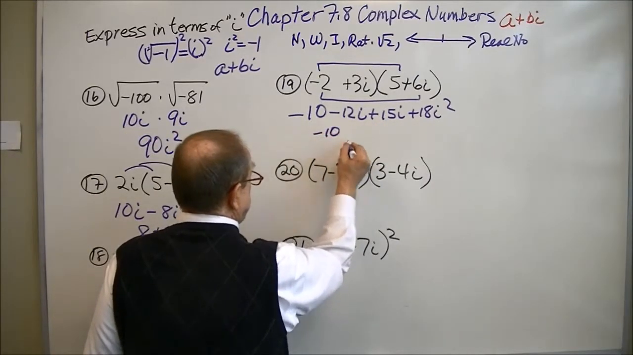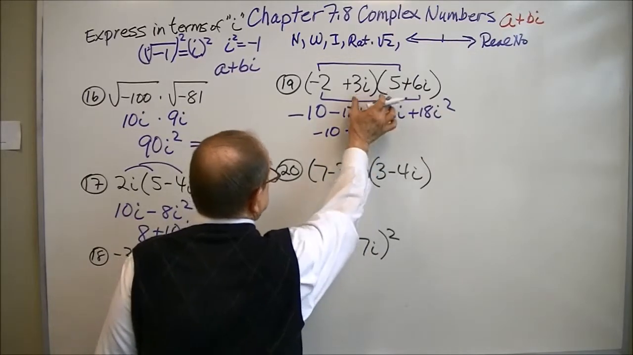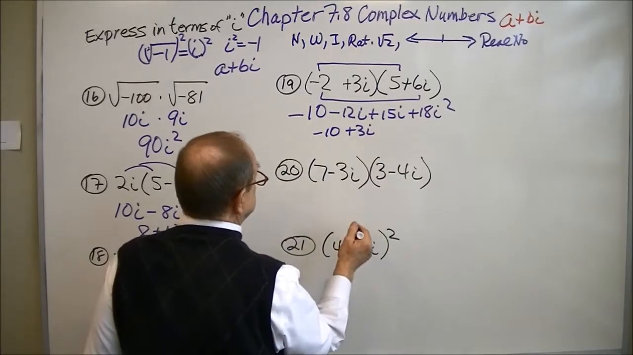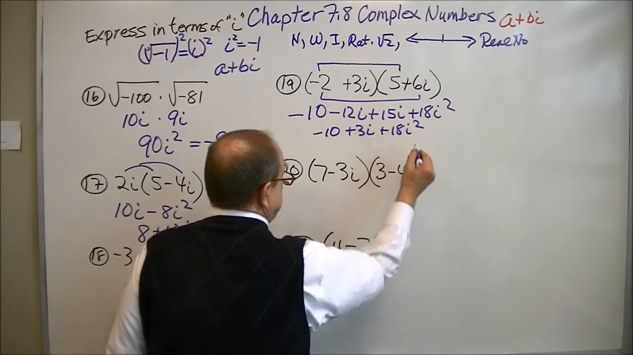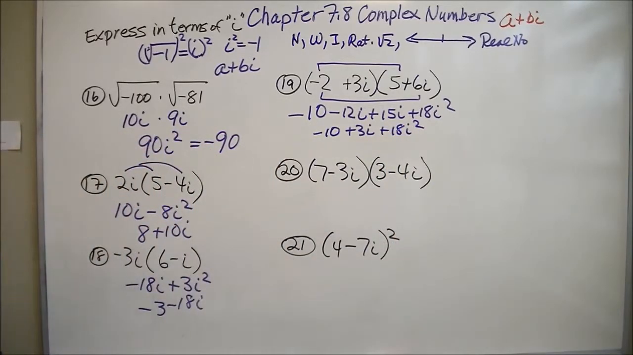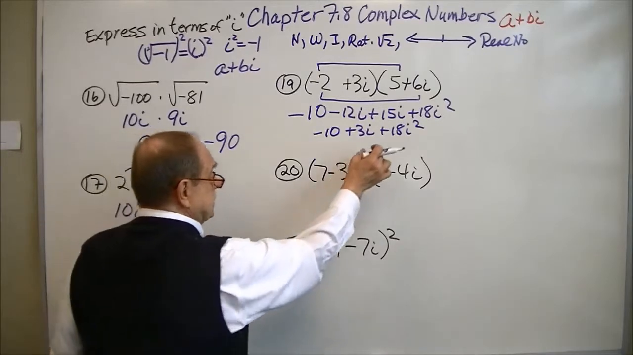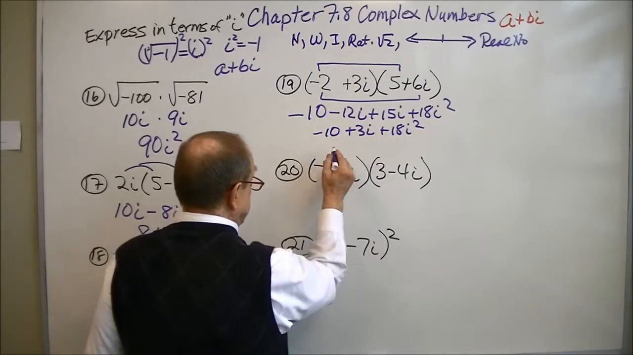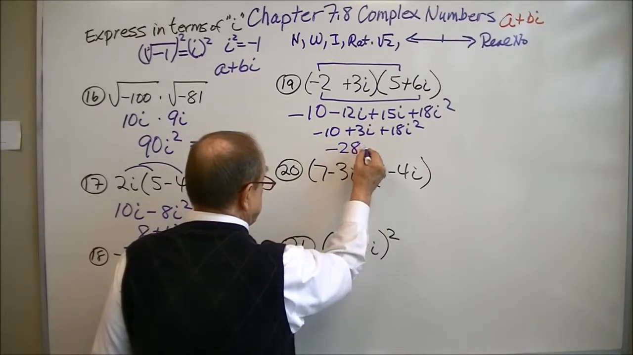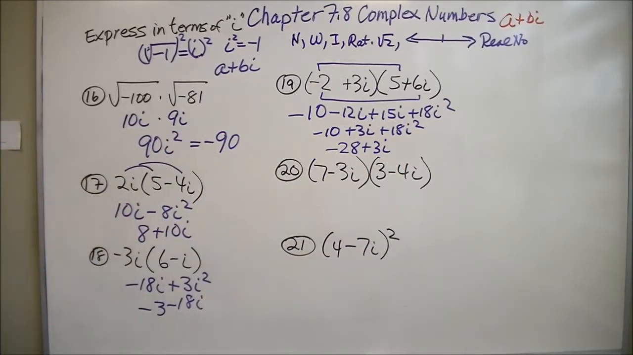So now we combine like terms. This will be a -10. This is going to be a +3i for my middle term. That checks. And a +18i squared. But what is i squared? i squared is a -1. So this is actually a -18 here. We have like terms. A -28 plus 3i. Okay.